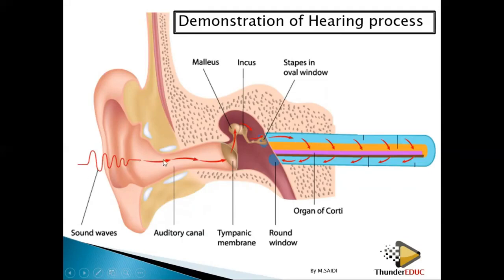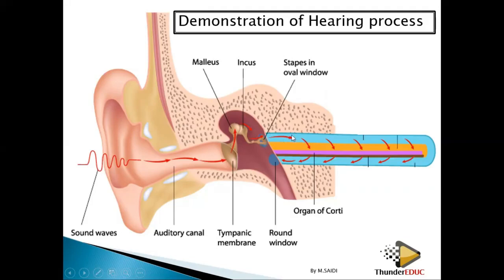Then the pinna sends the information to the tympanic membrane via the auditory canal. Then the tympanic membrane causes the three bones, the malleus, incus, and stapes, to vibrate. The vibration is being amplified, and the last bone, which is the stapes, causes the oval window to vibrate. The vibration is being transmitted into the fluid of the inner ear.